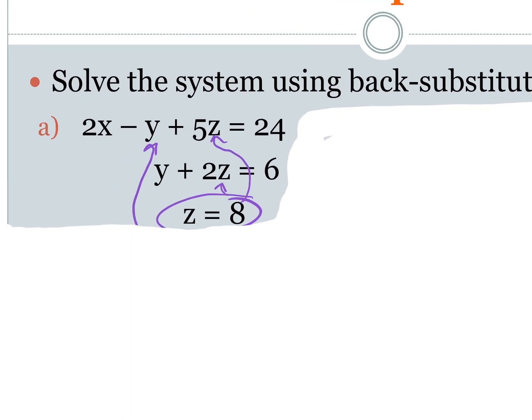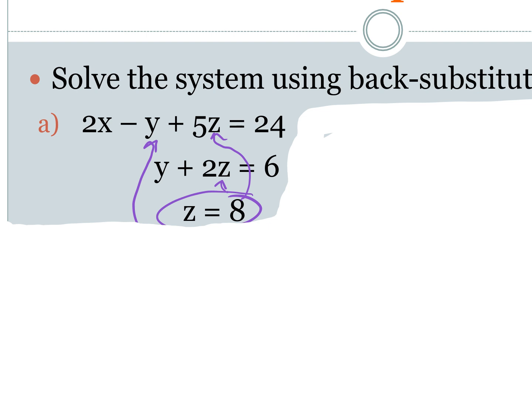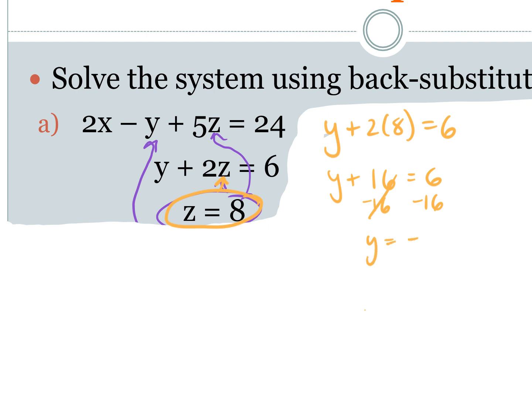So example 2, we want to solve the system using back substitution. Again, ignore the arrows. It kind of cheated and started it a little bit for us. But what would we do first? Awesome. We're going to use substitution, plug in z into the second equation. So make sure you plug it into the z. We have y plus 2 times 8 equals 6. So y plus 16 equals 6. Subtract 16 on both sides. So y equals negative 10. What would we do next?